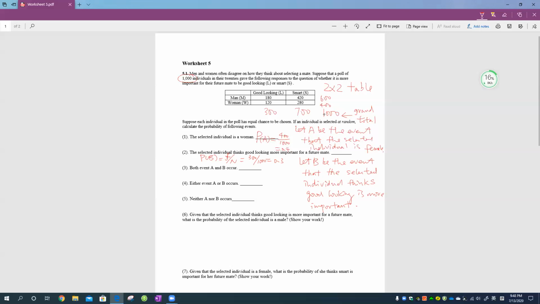And then both event A and B occur, both A and B. So using the stat notation, we have probability of A and B. So then we look at the A event and B event. The individual should be female and also think good looking is more important. Then we have female good looking, which is 120. So still F over N, but that's going to be 120 divided by 1000. And then that's 0.12.